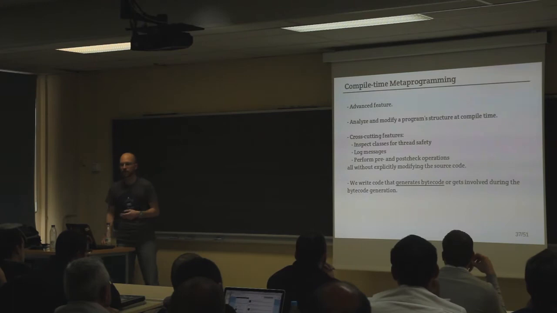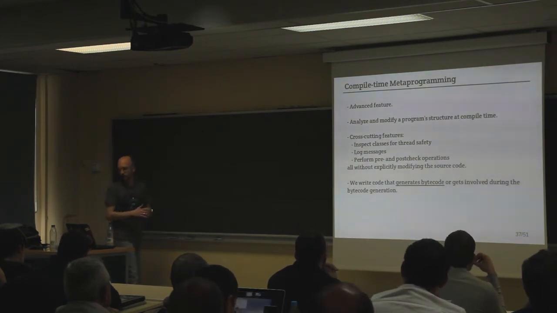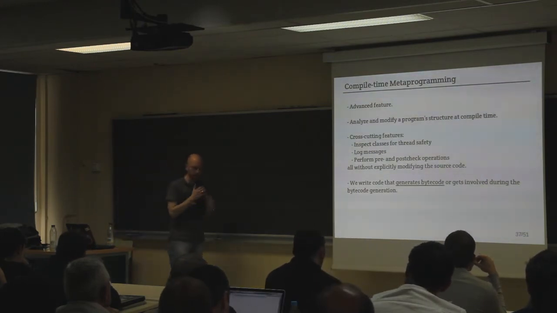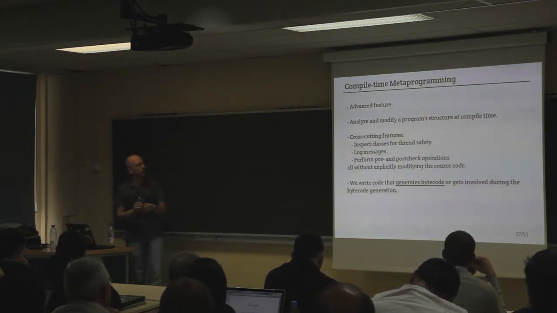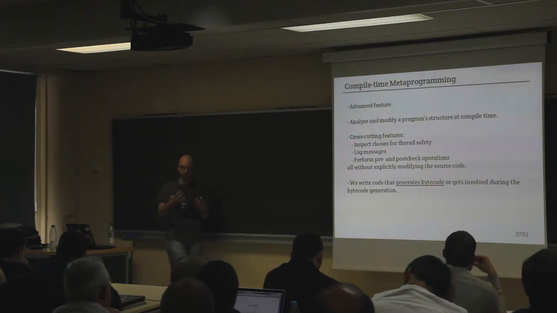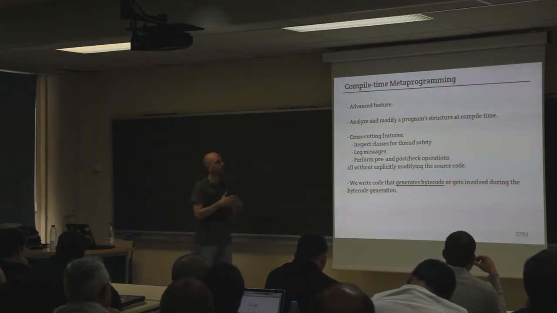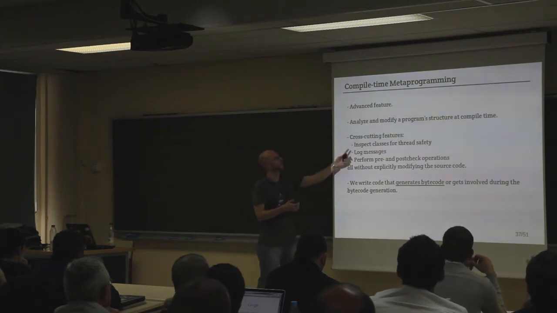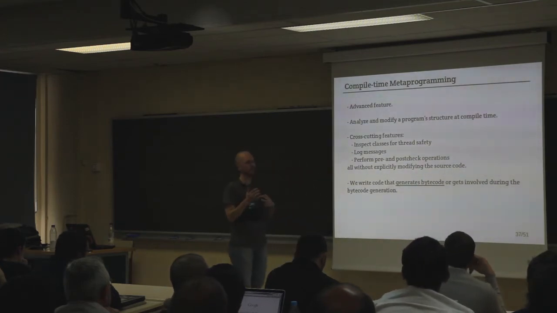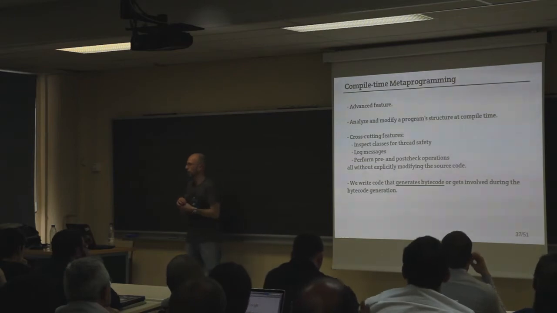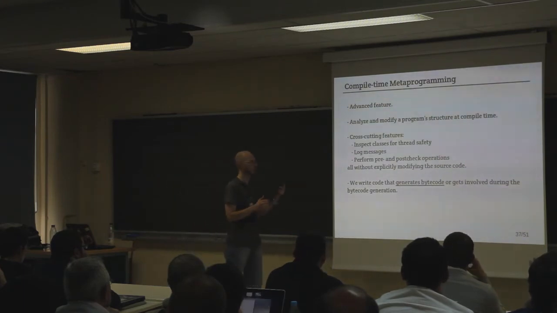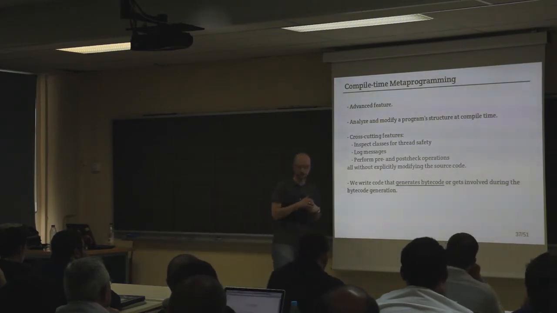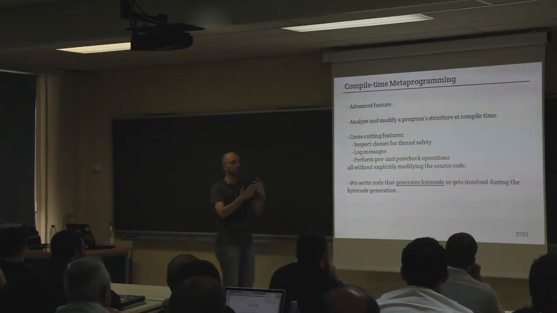Compile time metaprogramming is an advanced feature that is used in special situations and mostly used by frameworks or tools. With compile time metaprogramming, we can analyze and modify the program structure at compile time. And we can implement this kind of feature without explicitly modifying the source code of our application. We are writing code that generates bytecode, not code, bytecode, or at least it gets involved during that bytecode generation.